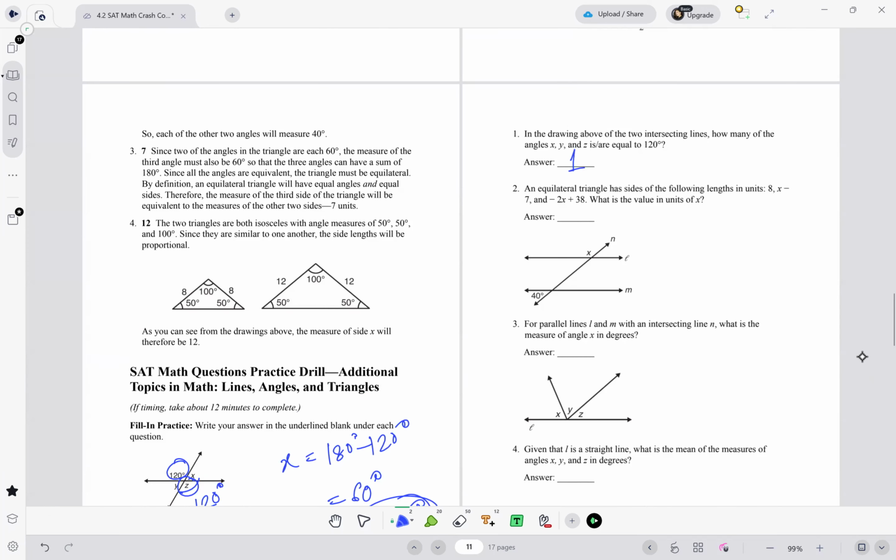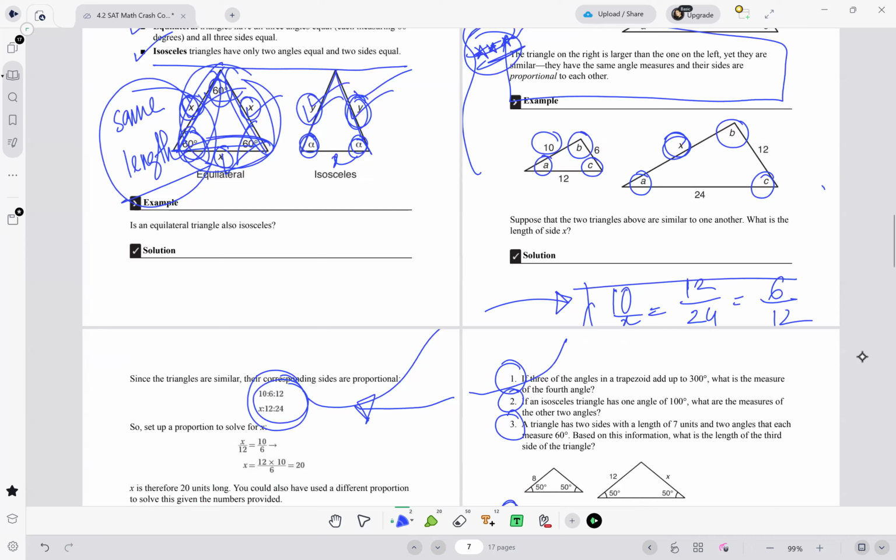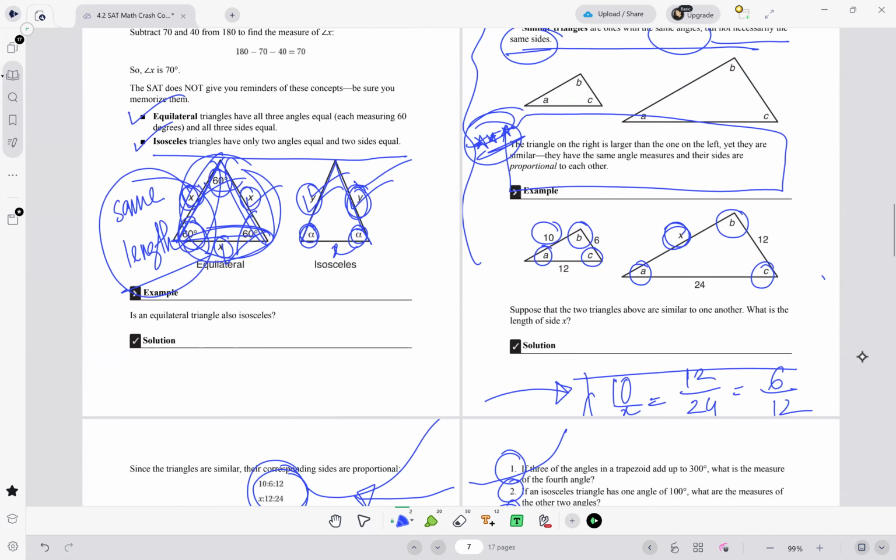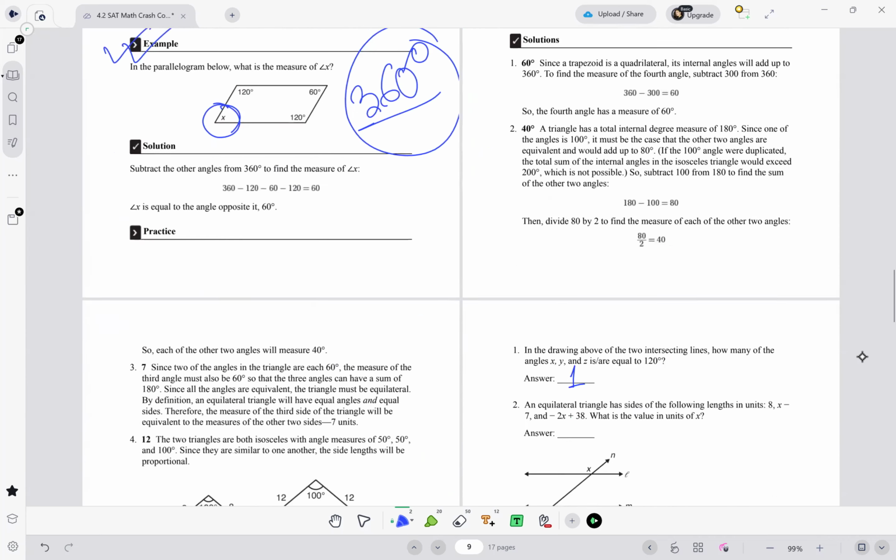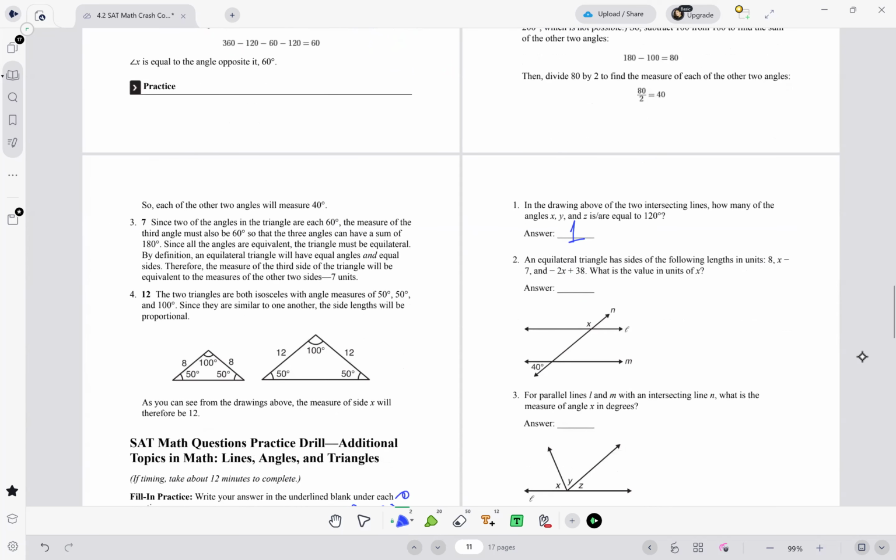You just need to know equilateral triangle. An equilateral triangle means that all the sides are equal. Because we have already gone through the definition of an equilateral triangle, they all have the exact same length.